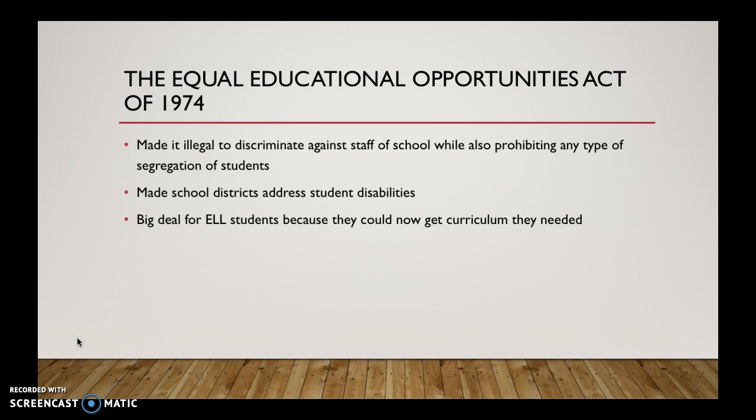It made it illegal to discriminate against staff of a school while also prohibiting any type of segregation of students. So this not only helped reinforce the Civil Rights Act, but it also made it illegal to discriminate against staff. So you can now get a job if your primary language wasn't English, and then again, they still can't segregate against students for however they speak.